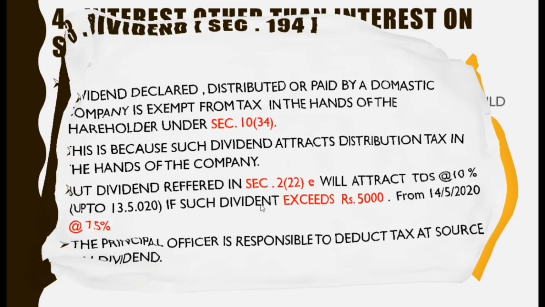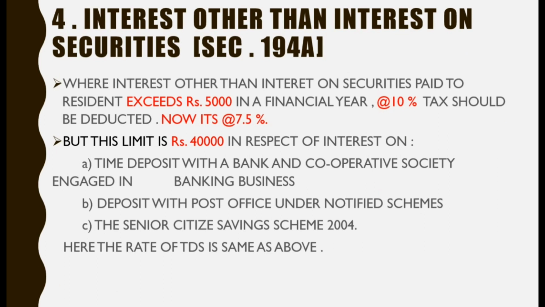Next point, interest other than interest on securities. Section 194A says that where interest is other than interest on securities. We have already discussed interest on securities. Now we are going to interest other than interest on securities, which includes time deposits with the bank, post office savings deposits, or senior citizen savings schemes, etc. In these cases, if the amount exceeds rupees 40,000, they are liable for 7.5% as TDS.